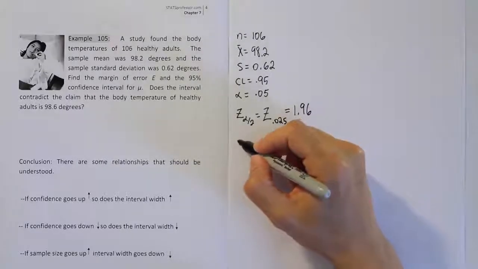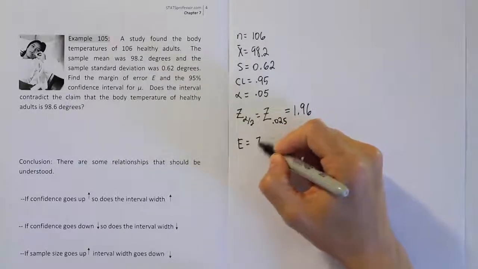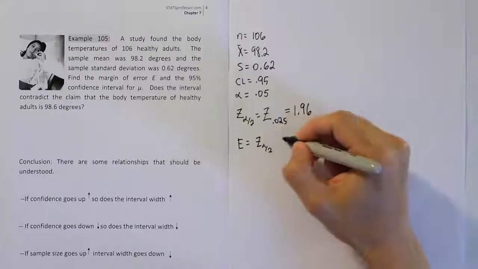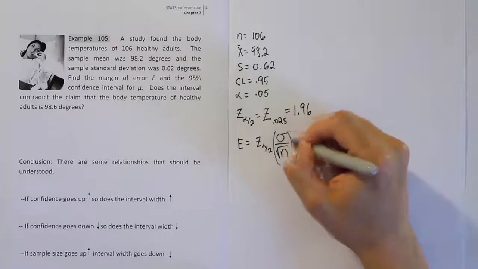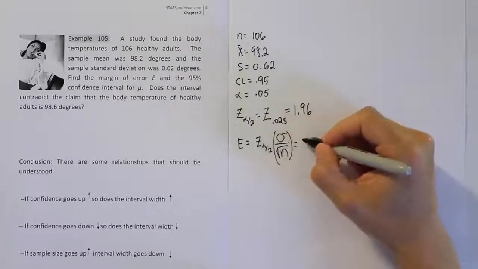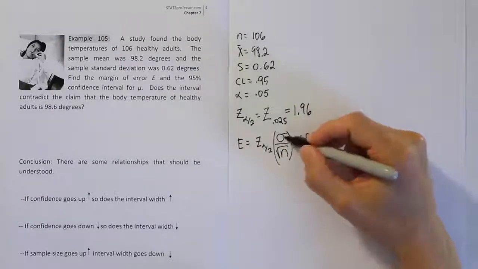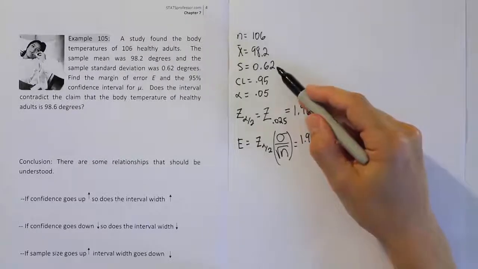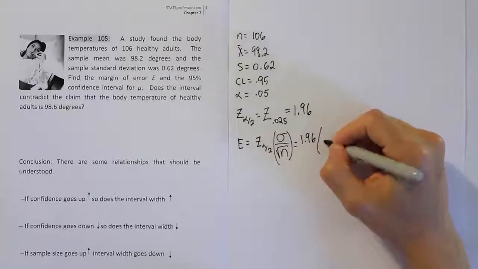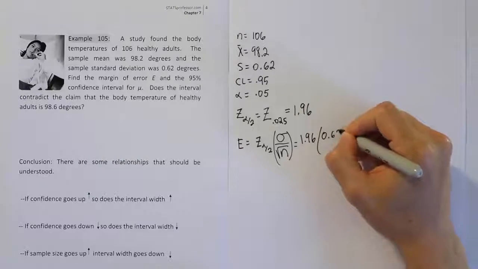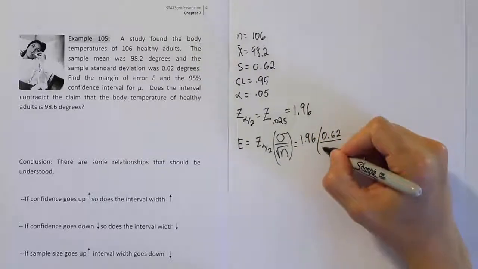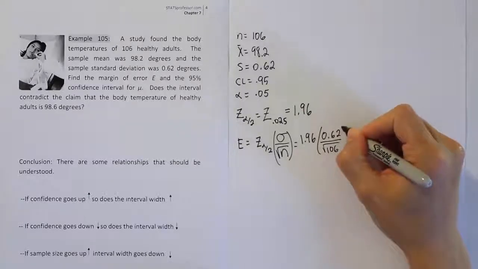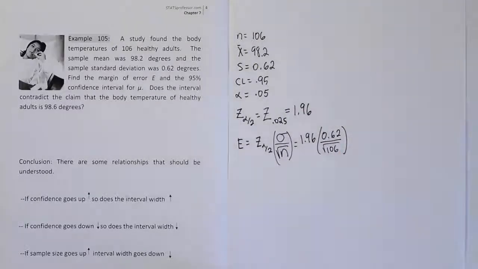So we're using the formula E is equal to z alpha divided by 2 times sigma over the square root of n. Okay, so we have z, it's 1.96. Sigma we don't have directly, but we do have a sample estimate of it, so we're going to use that instead. So we use 0.62 divided by the square root of 106, which is our n. And let's work that out in the calculator and see what that gives us.